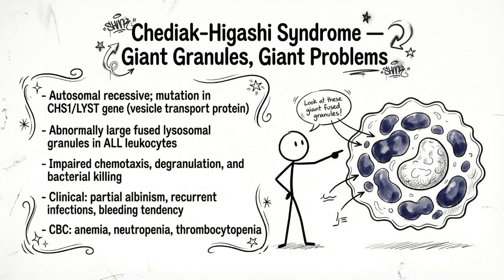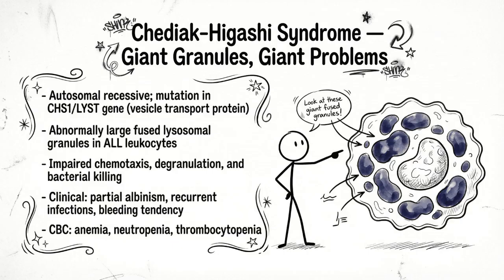These fused granules are dysfunctional: the cells cannot degranulate properly, cannot kill bacteria effectively, and have impaired chemotaxis. Clinically, patients present in infancy with partial oculocutaneous albinism and severe, recurrent, life-threatening bacterial infections. There are also bleeding tendencies because platelets are affected. The CBC shows anemia, neutropenia, and thrombocytopenia. Without treatment, hematopoietic stem cell transplant, most patients die before age 10.